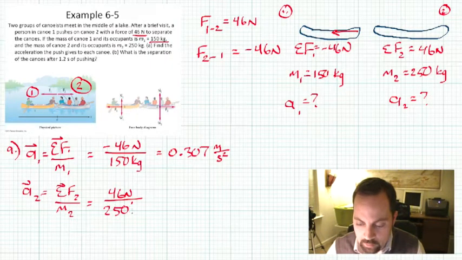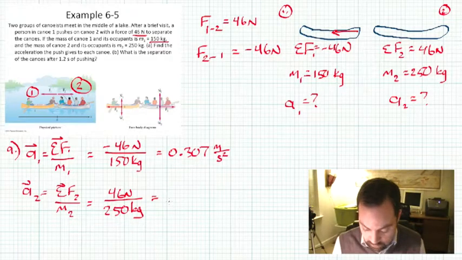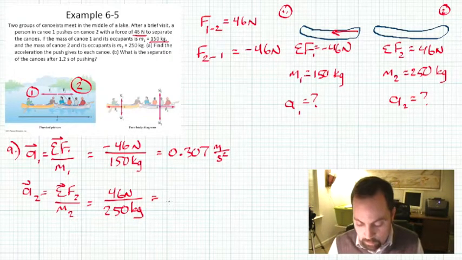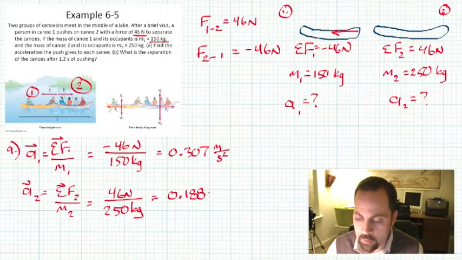250 kilograms. All right, so what is the acceleration of canoe 2? 47 divided by 250, I get 0.188 meters per second squared.